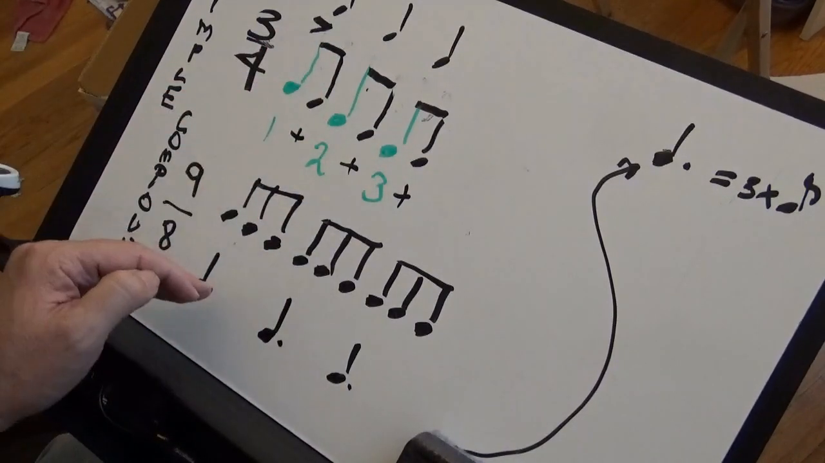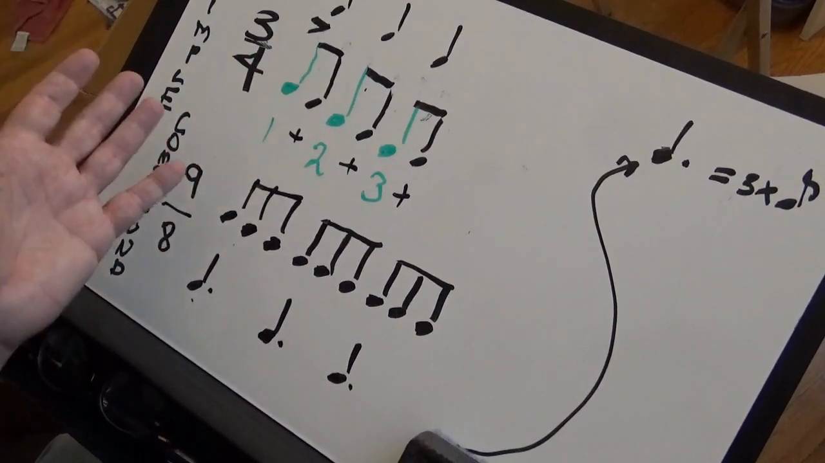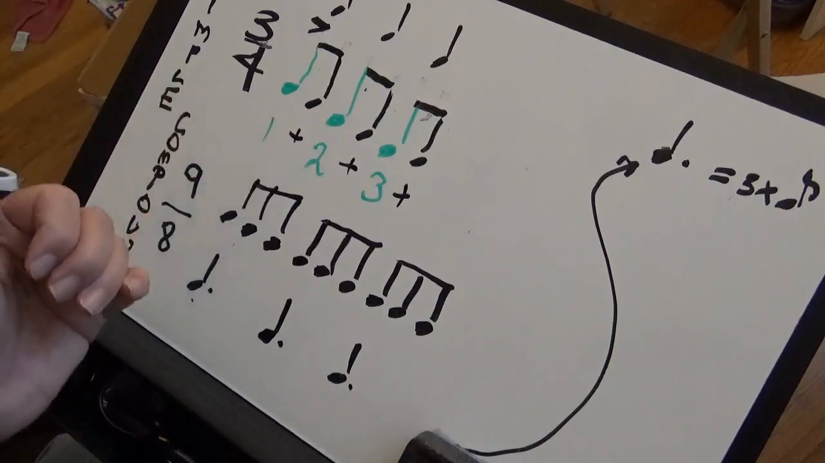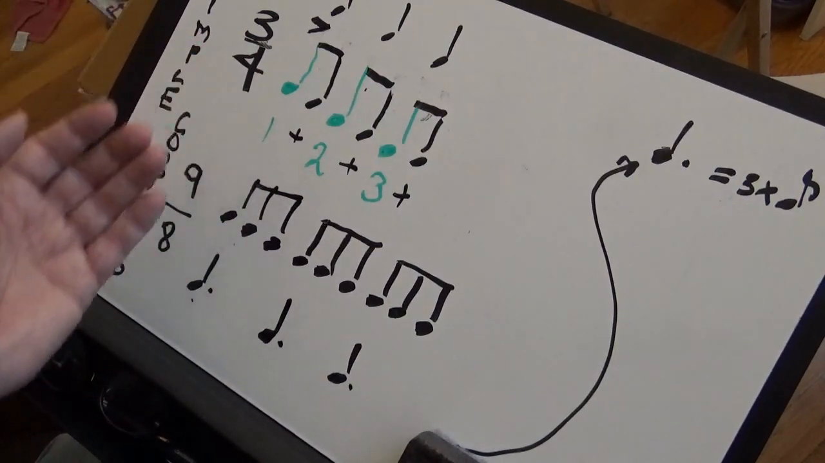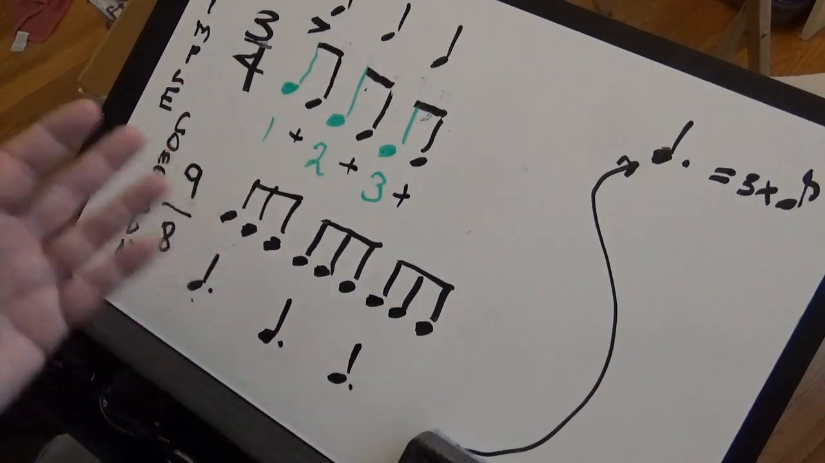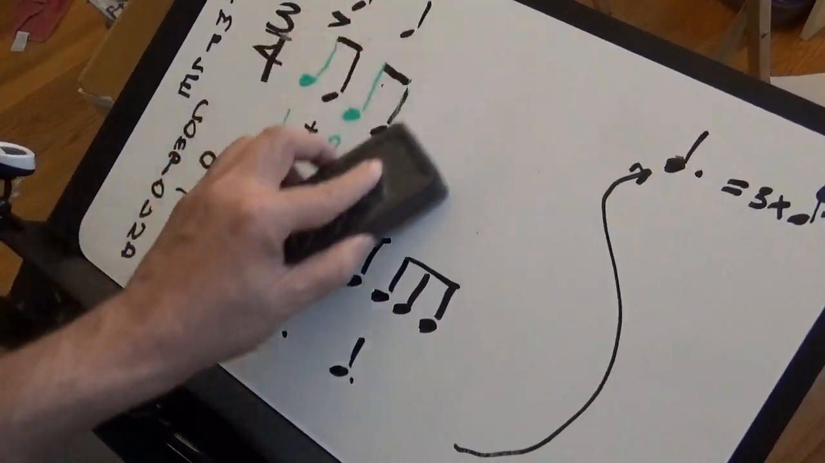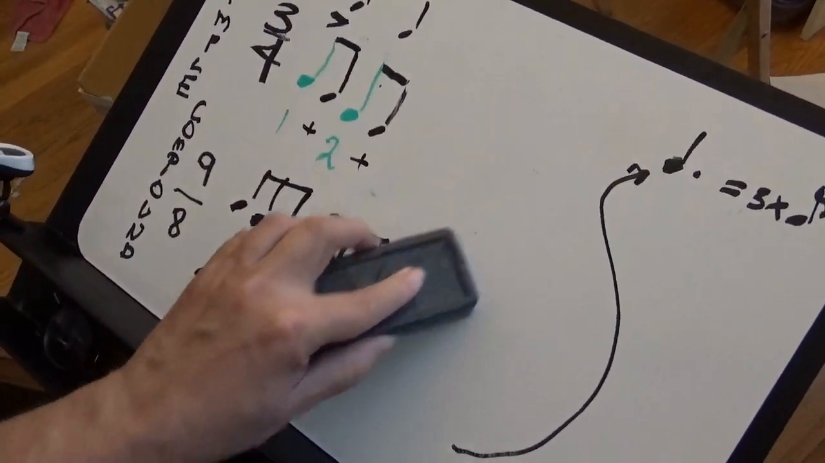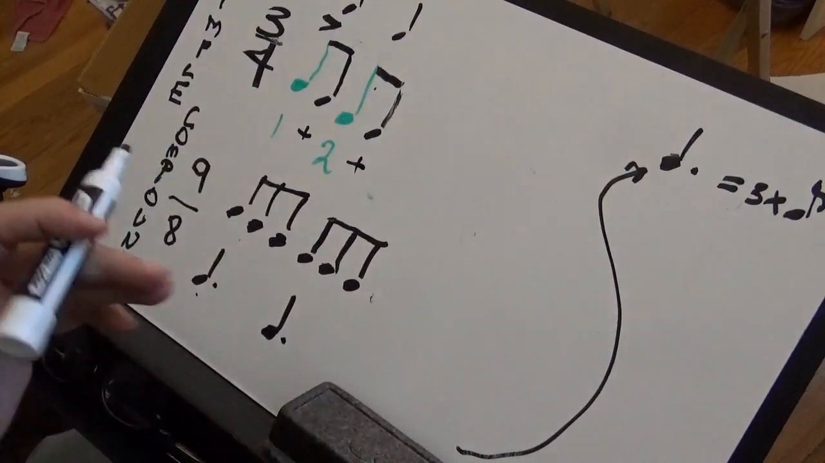Simple time, compound time. 3/4, 9/8. 4/4, which is what I showed you before, 12/8. 2/4, 6/8. I'll show you 2/4. We're going to erase this beat, and we'll erase this. Now we have 2/4 time.